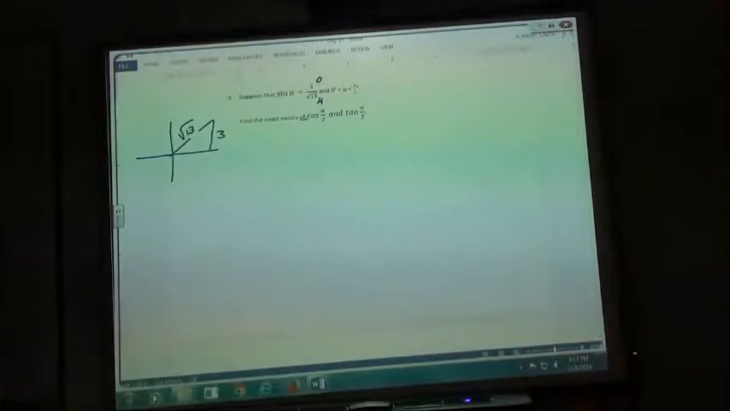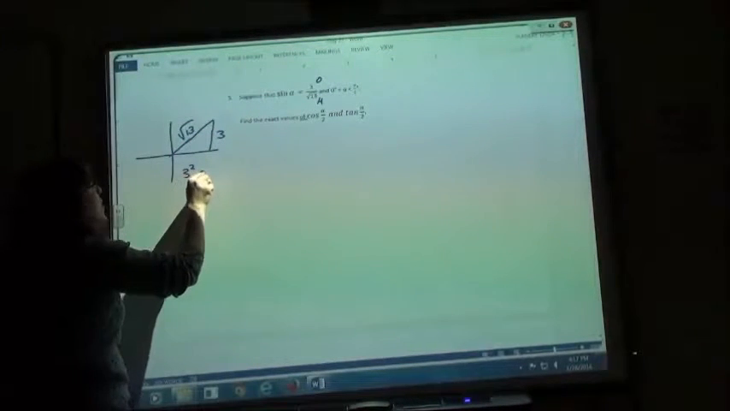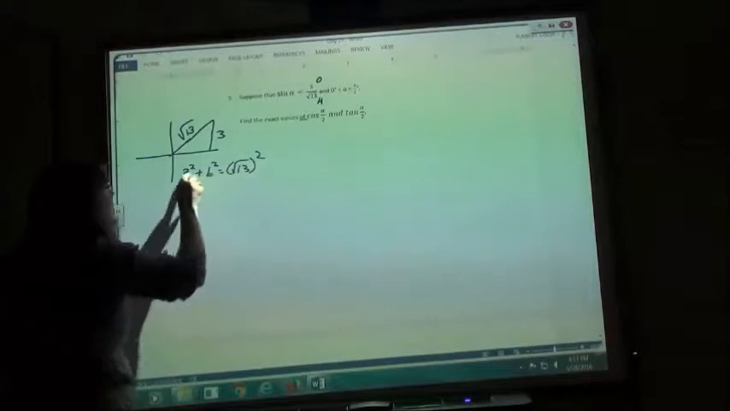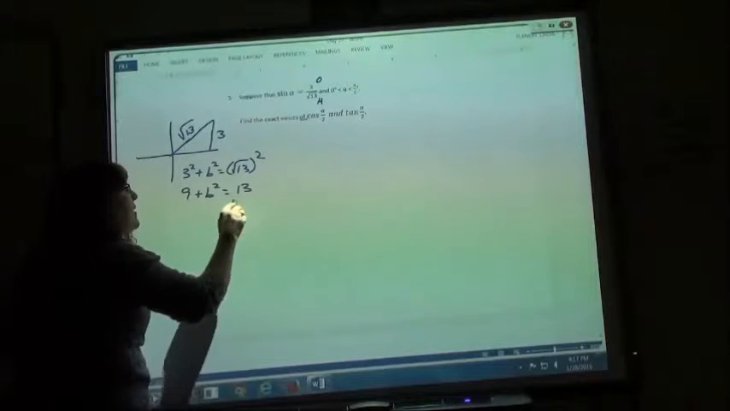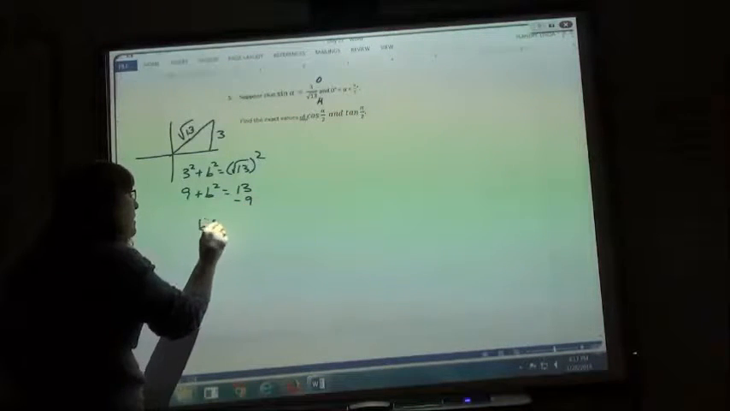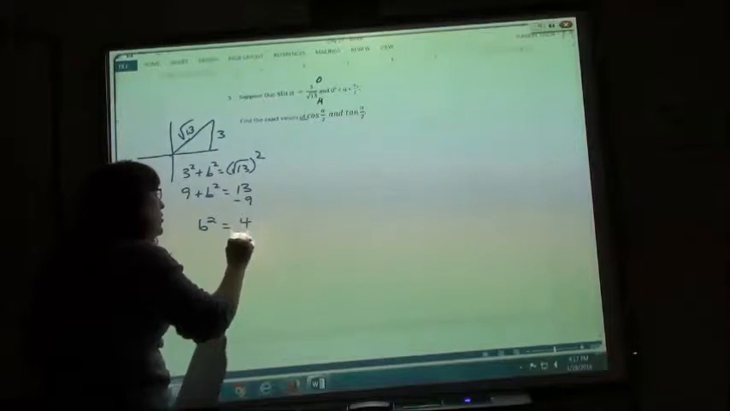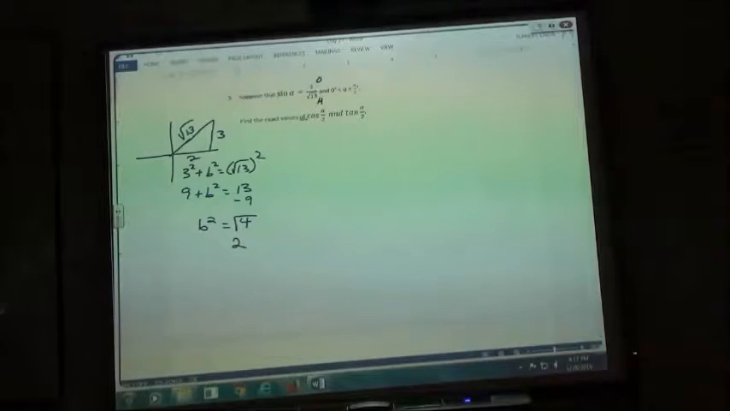And again, we've got to find our missing side, so if I use my Pythagorean theorem, 3 squared plus b squared equals the square root of 13 squared. So this would be 9, this would be 13. If I subtract my 9, 13 minus 9 is 4, square root of 4 is going to give me 2. So I've got my reference triangle.